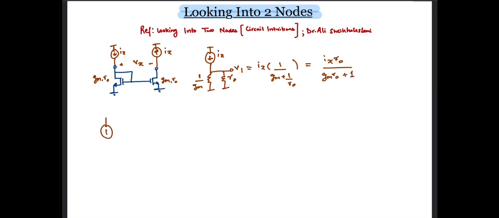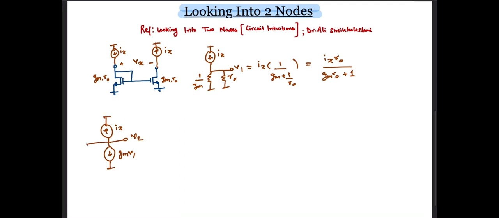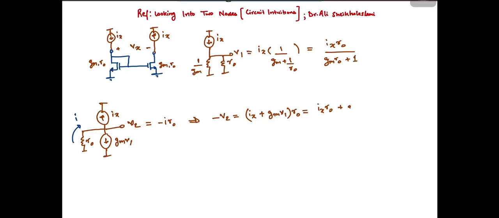Now we have a current Ix flowing and we have GmV1. The cumulative current flows into the output impedance of R0. Thus, the current flowing through R0 is the sum of the two, I, which is Ix plus GmV1. So the node voltage V2 will be minus I times R0, and we can write I as Ix plus GmV1. Therefore, minus V2 equals Ix plus GmV1 times R0. Simplifying this equation and plugging in V1 from the above calculation, we get the following term.